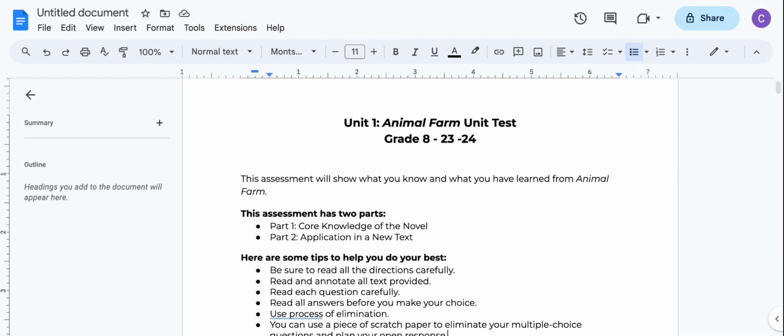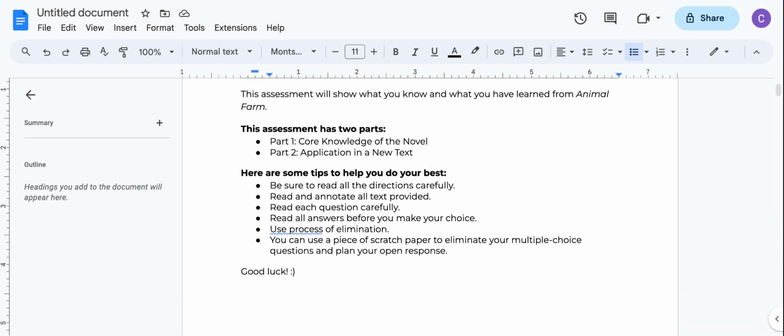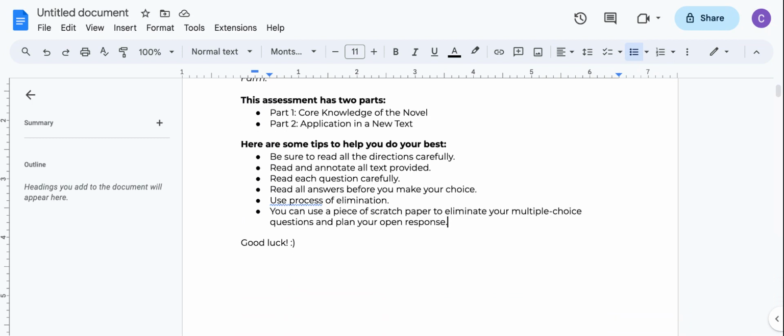Hi, my name is Miss Hernandez. I'm going to read you Unit 1, Animal Farm Unit Test. This assessment will show what you know and what you have learned from Animal Farm. This assessment has two parts. Part 1, core knowledge of the novel, and Part 2, application to a new text.